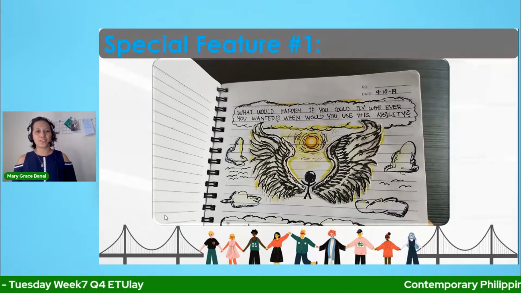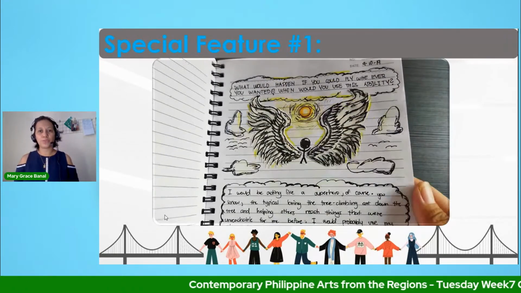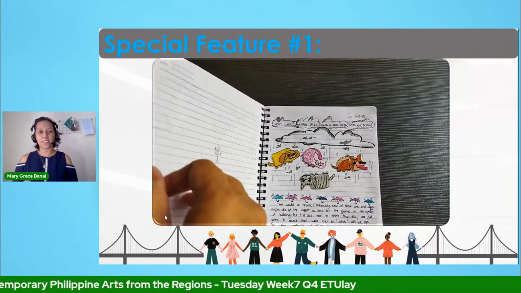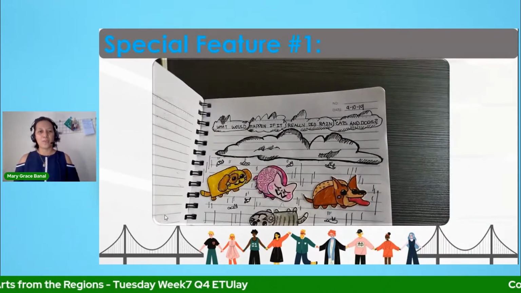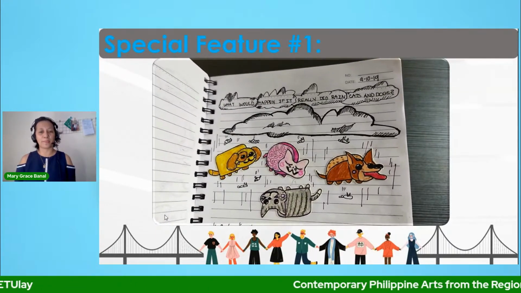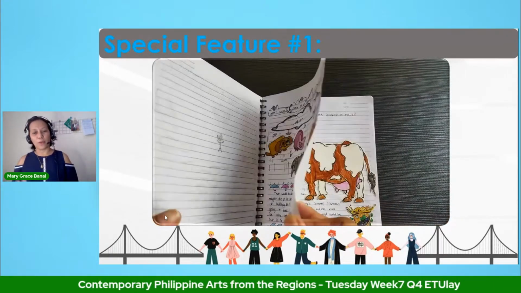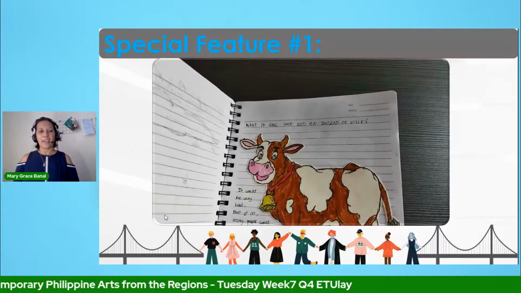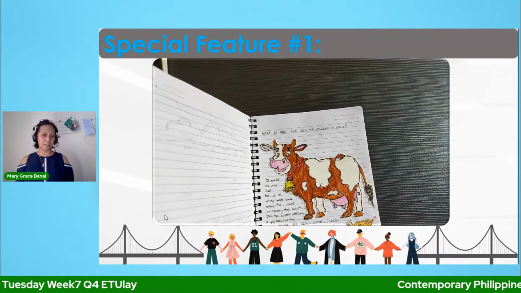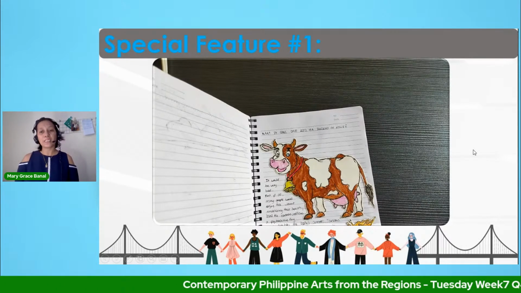So this one, what would happen if you could fly wherever you wanted? Then when would you use this ability? He expressed himself using the wings of an angel. What would happen if it really did rain cats and dogs? This is his interpretation, very literal, but the theme is there. The umbrellas and the waves of the ocean are all there. And this entry, what if cows gave iced tea instead of milk? Those are the first few entries of Fox's creative journal.